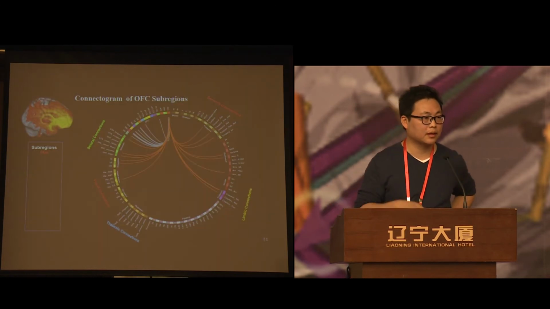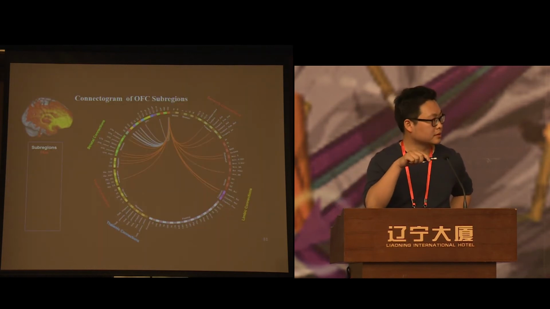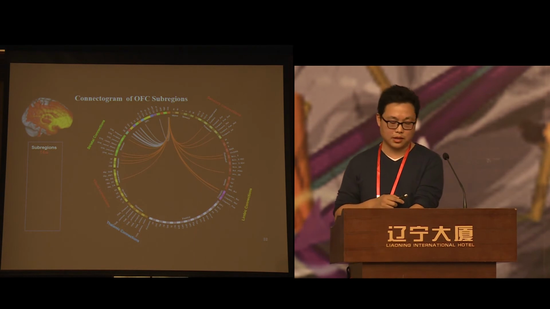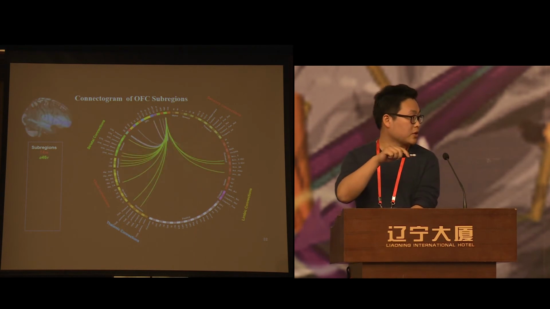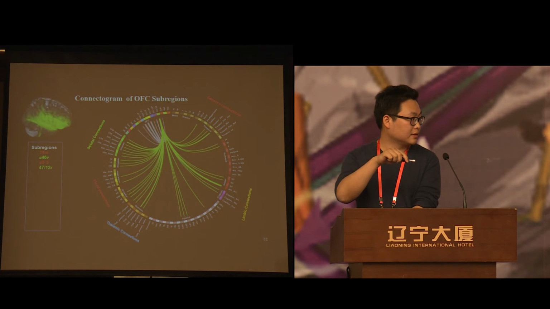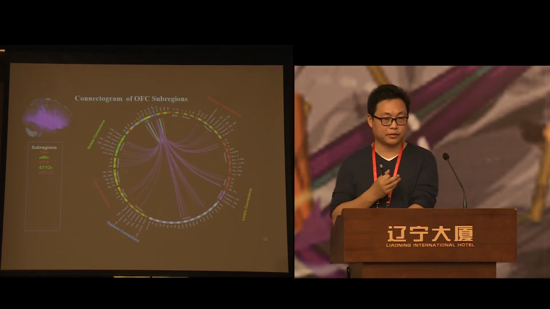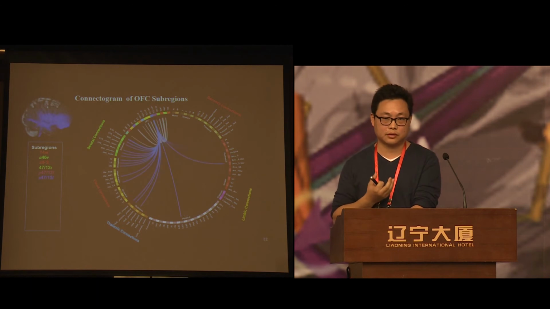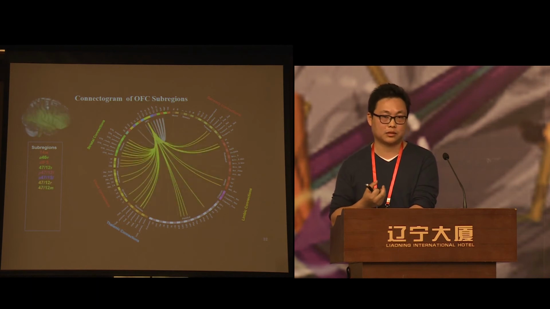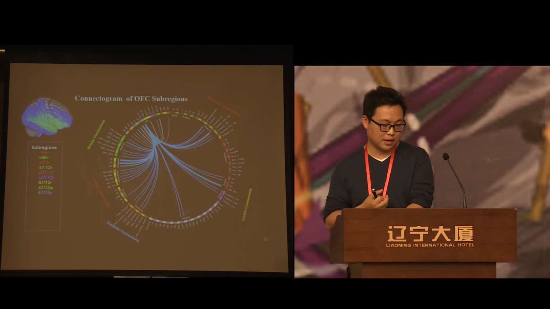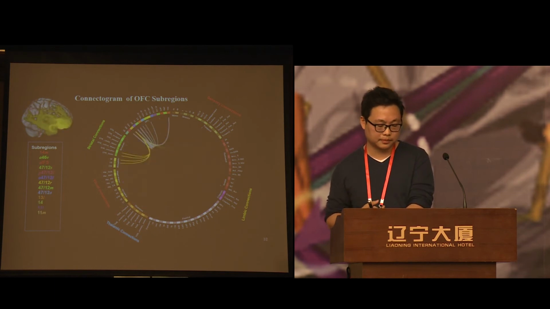Finally, we mapped these 15 subregions, the connectogram, to the rest of the brain, to the striatum, the thalamus, and this sensory motor limbic cortex. You can see these 15 subregions have very distinct connectivity to the rest of the brain. So this is the connectivity architecture of the orbitofrontal cortex.